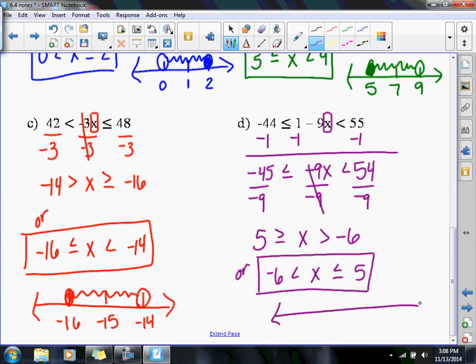So when we go to graph it, it's really easy just to, oops, that's a positive 5. Put 0 in the middle. Just put your numbers in that order on the number line. And the negative 6 is going to have an open circle. The 5 is going to have a solid circle. And we shade in between them.